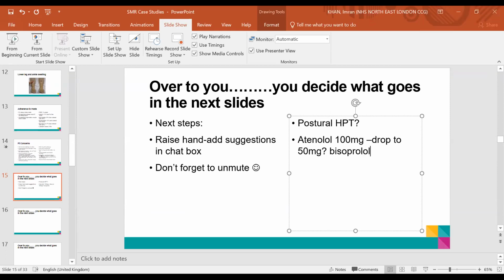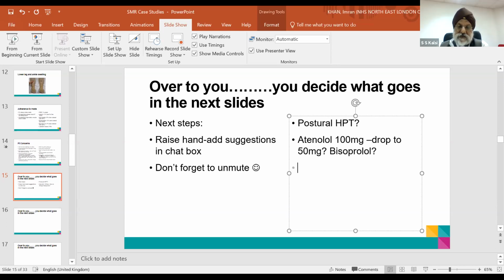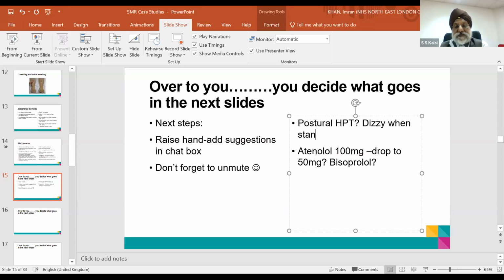Okay. And can I ask, what makes you think that it's postural hypotension? She's getting dizzy when she stands up. So it could point to something about her blood sugar, but more likely the fact that when she gets up, she's having a postural hypotension episode. Okay, thank you very much.